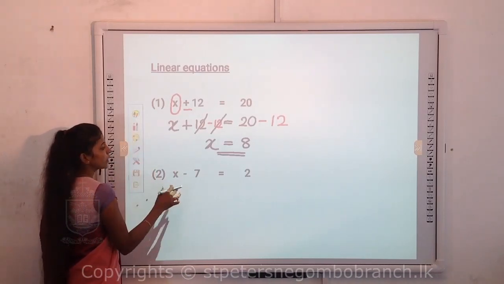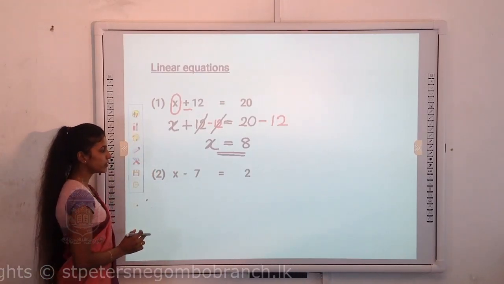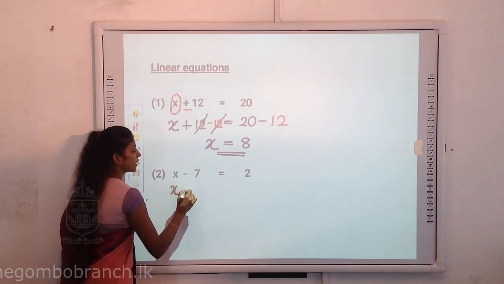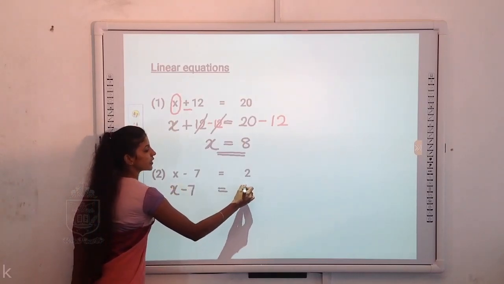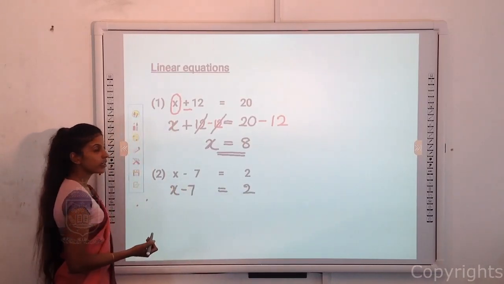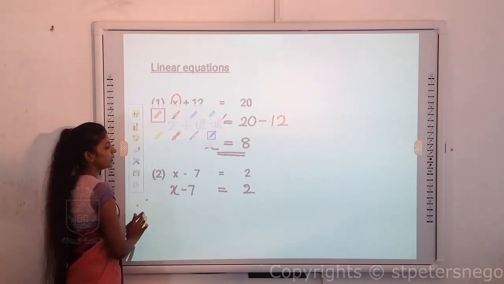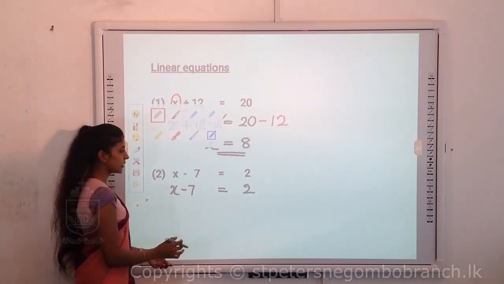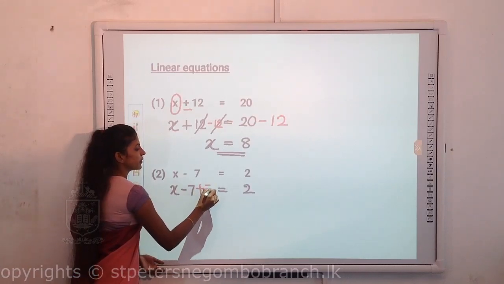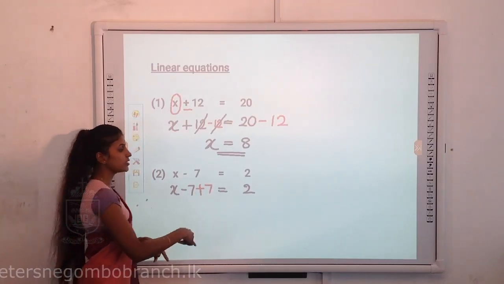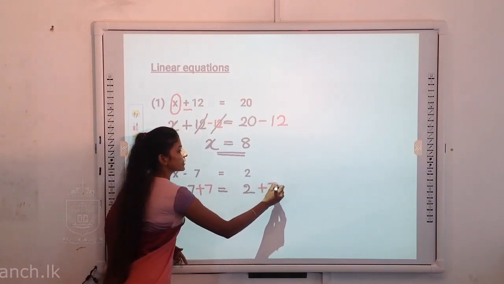Another example, x minus 7 equals 2. Here you have to cancel minus 7 from this side. How can we cancel minus 7? You have to do the opposite of minus 7. What is the opposite of minus 7? That is plus 7. So you have to do the same change to the other side also, plus 7.